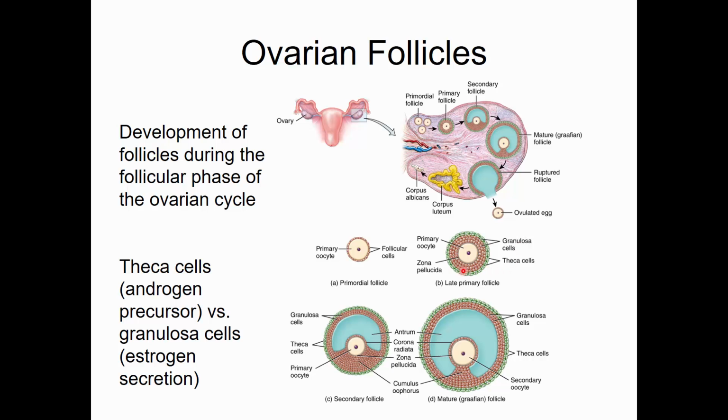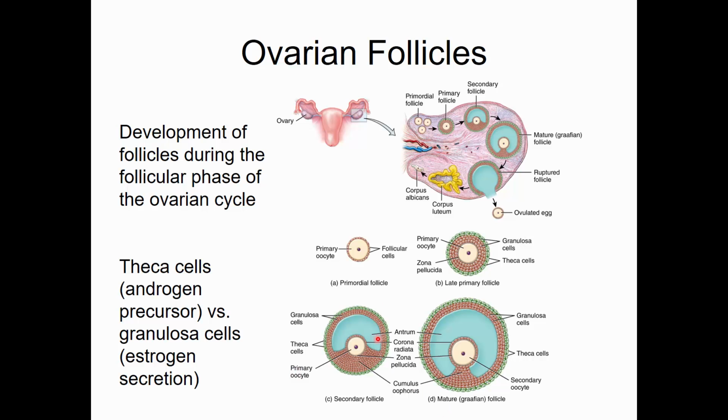And then you start to see another layer appear, and those cells are called theca cells. So what actually happens is the theca cells produce an androgen. That is sent over to the granulosa cells. The granulosa cells contain aromatase, which can then take the androgen and turn it into estrogen.